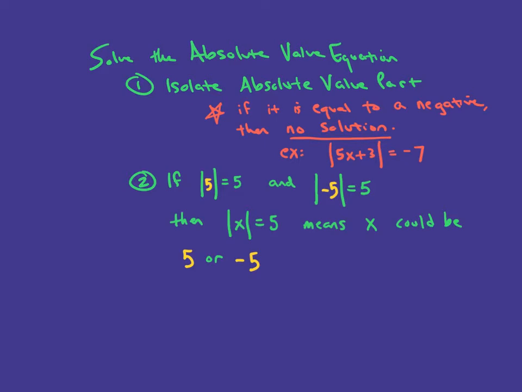An example of that is if you've got the absolute value of 5x plus 3 equaling negative 7, equaling a negative number, then you're going to have an answer that's no solution.